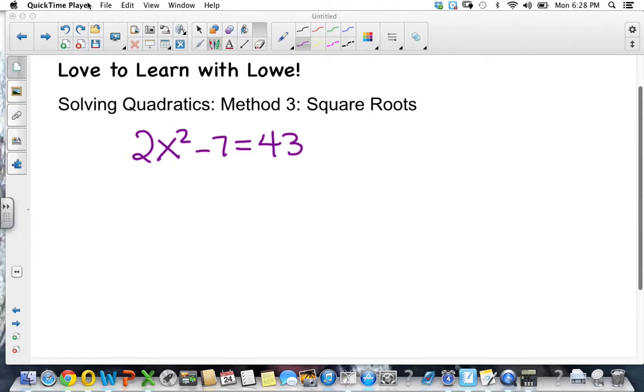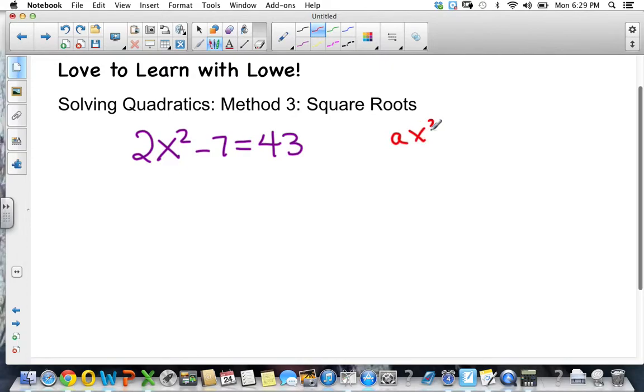This is the third video in Chapter 5, solving quadratics, and this one's using the square root method. You know this is an appropriate method to use if you're missing the linear term, that is the term with just the variable x. So if you're missing the bx term in the standard form of a quadratic, then the square root method is an appropriate method. And in this case, it is.